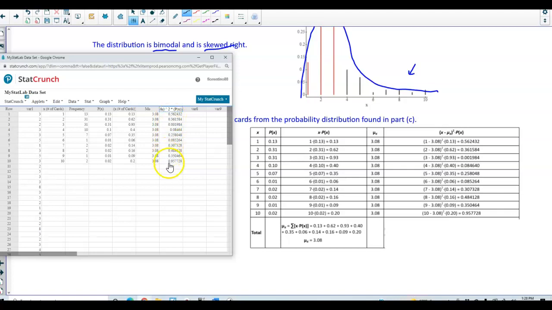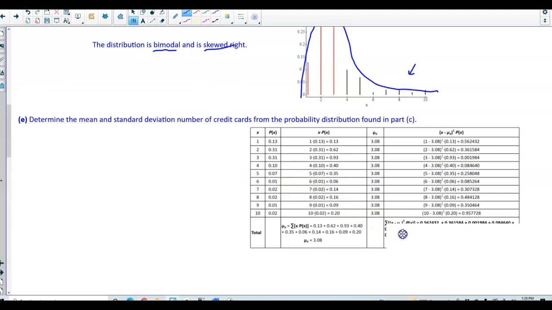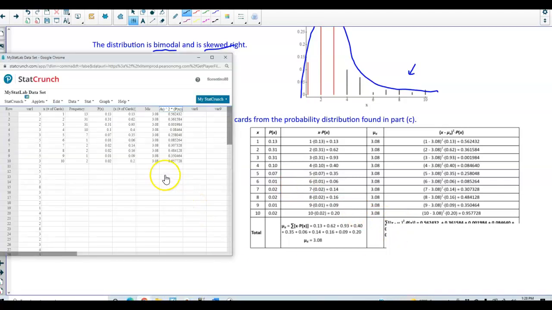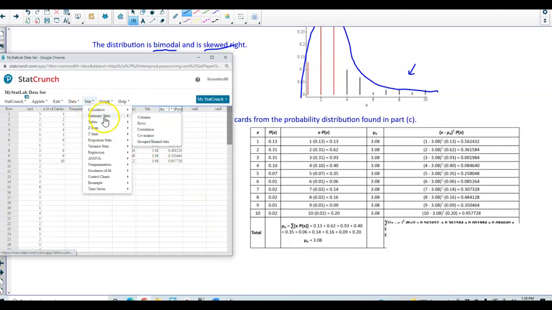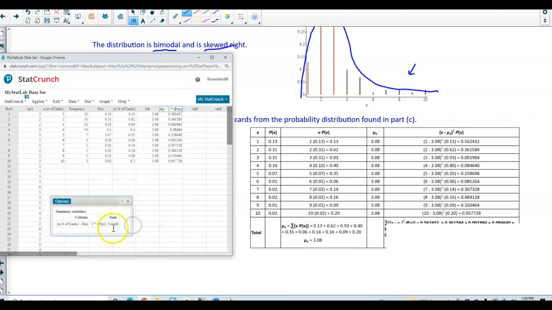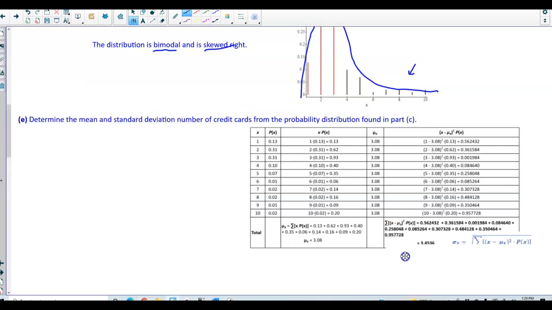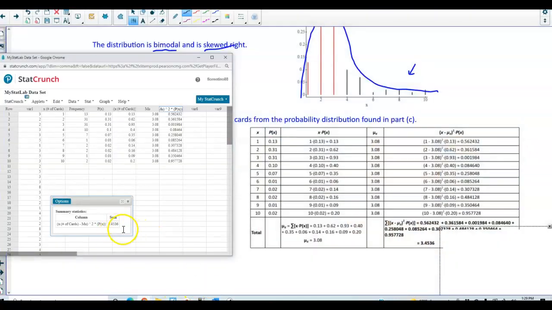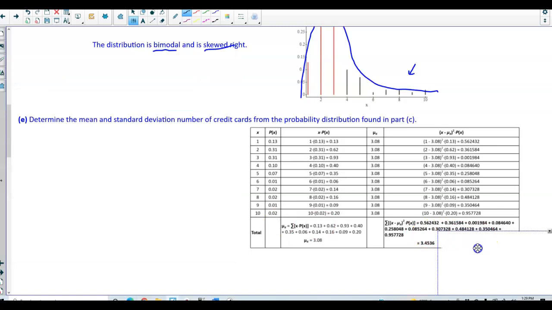Okay, now the next thing that we want to do is find the sum of this column. So that means we're going to have to add up all these numbers in this column. So in order to do that, we're going to come back up here. We're going to go Stat, Summary Stats, and select Column. And now we're going to pick the last one that we made, which is the last column here. And then we're going to go back over here and select Sum, and then select Compute. Now the sum that we get is 3.4536. So coming down here, you should see that we get 3.4536.